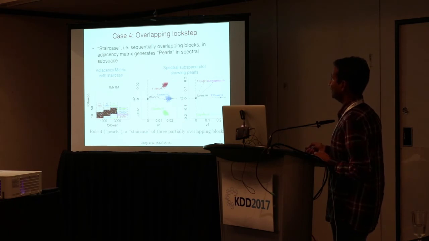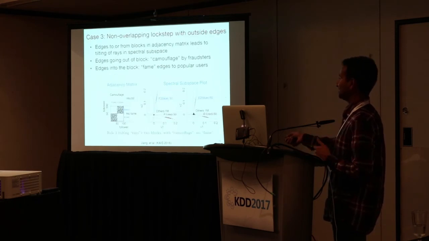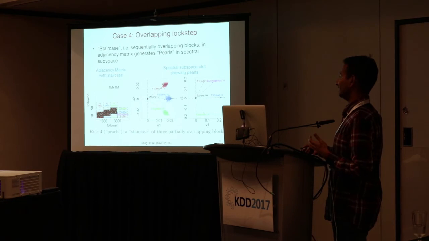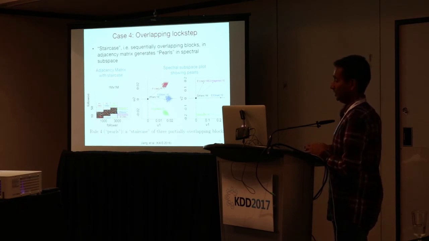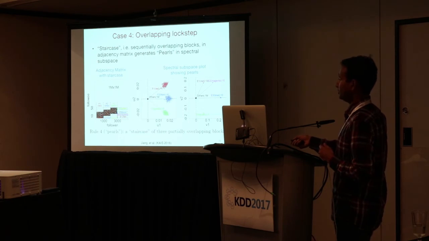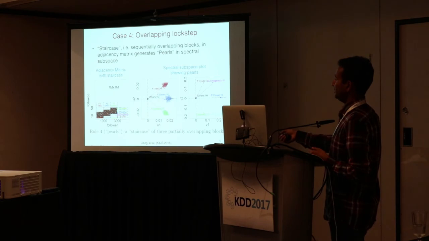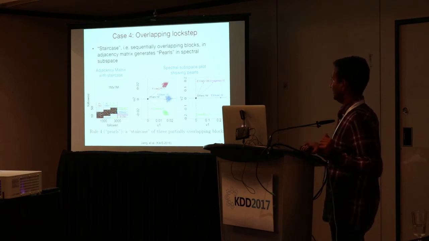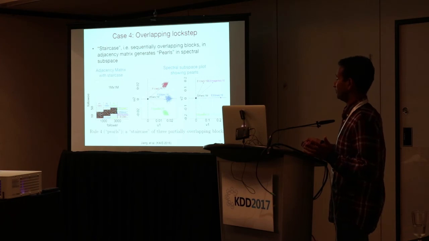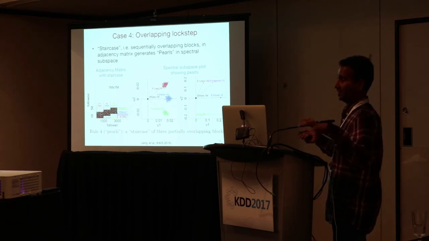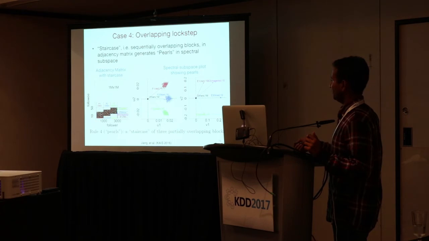And in this example, these two dense blocks were completely disjoint. But when they're not completely disjoint, they are overlapping and they have common users whom they are following, you get very interesting behavior. So if you have 1,000 followers, red, blue, and green, if you do the singular value decomposition and plot the first left singular vector and the second left singular vector, you get three different clusters representing the red followers, blue followers, which are here, and the green followers, which are here.